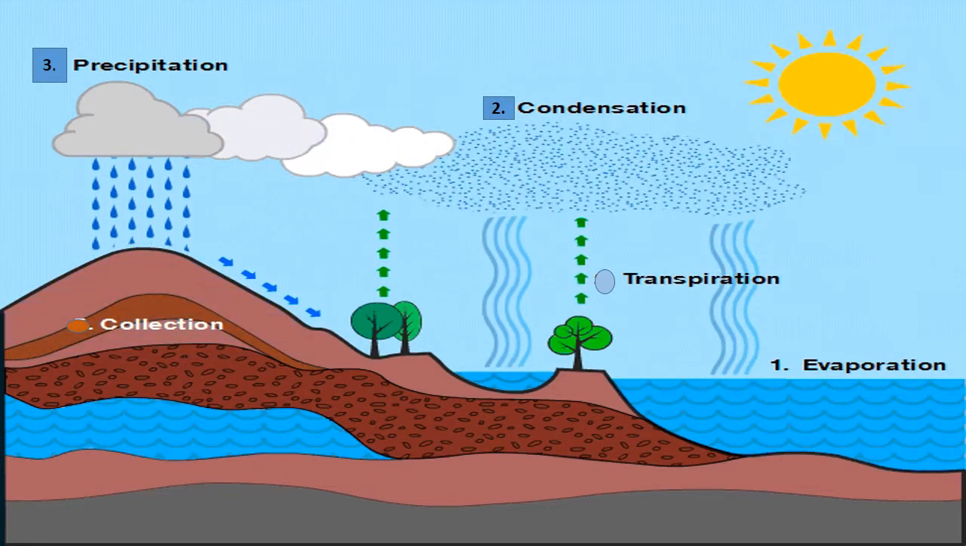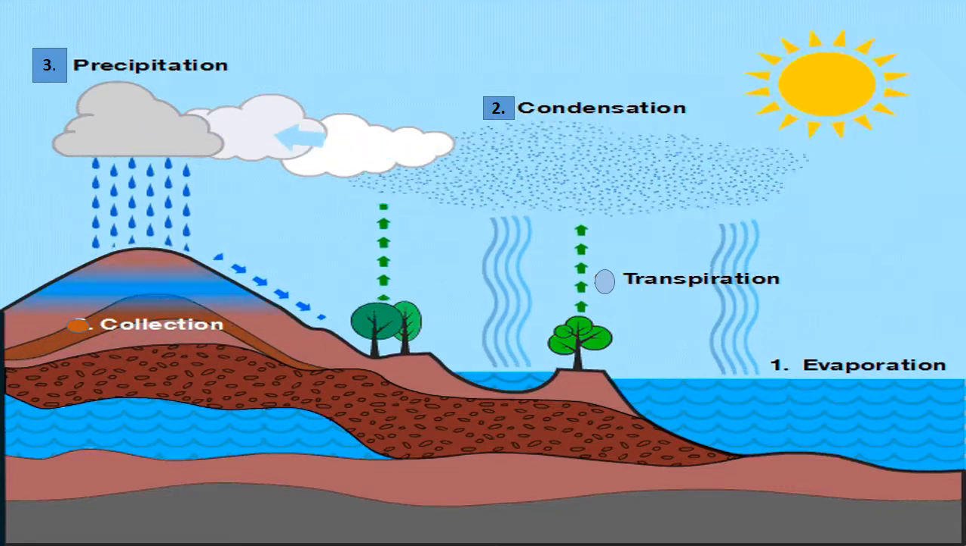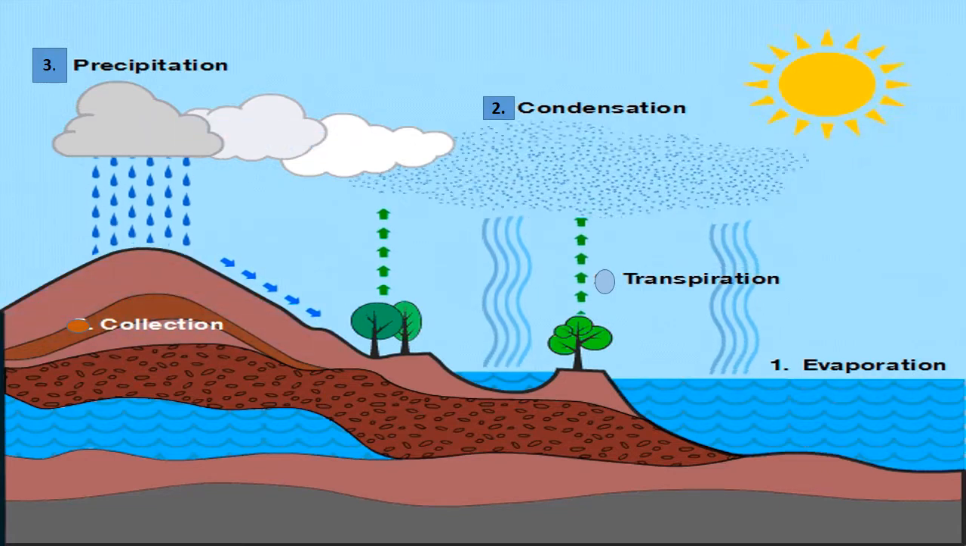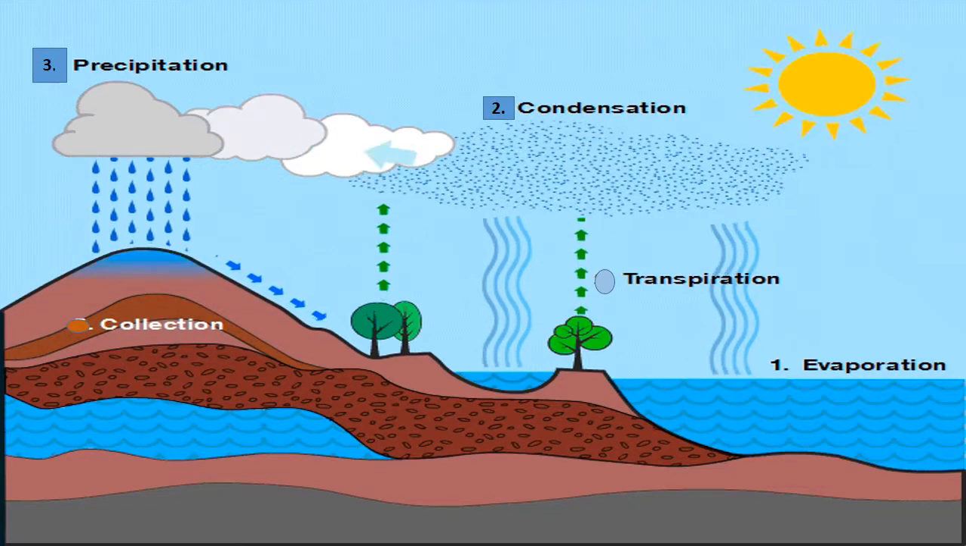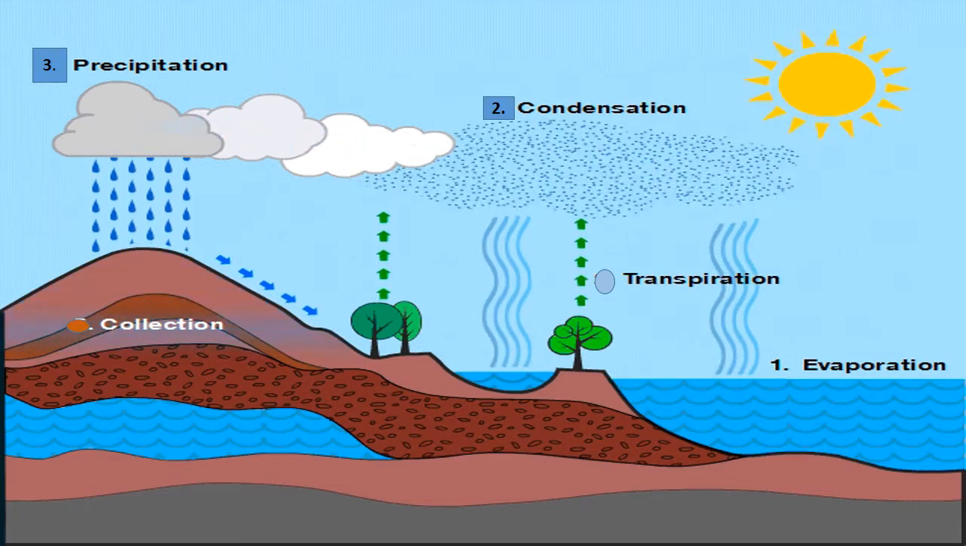The formation of clouds is known as condensation. And after formation of the clouds, when these clouds get heavy, rain or snow falls from these clouds and the water returns back to the earth. This process is known as precipitation.